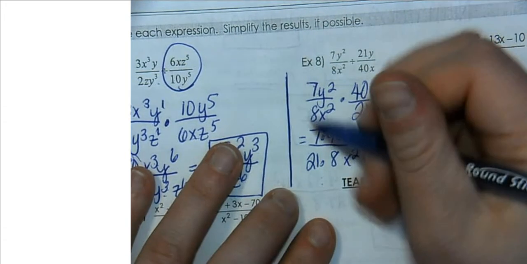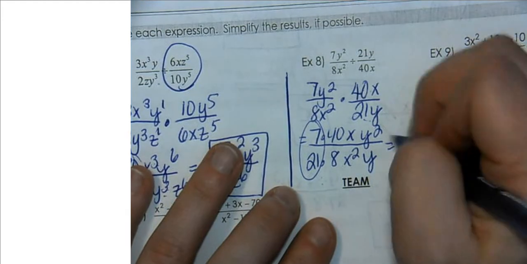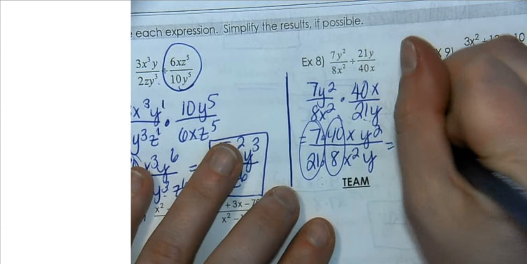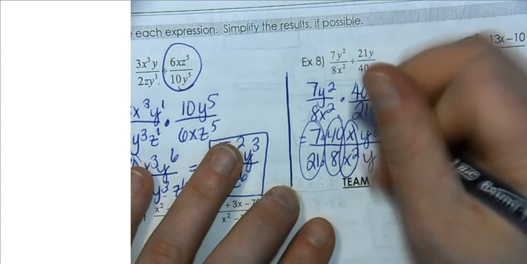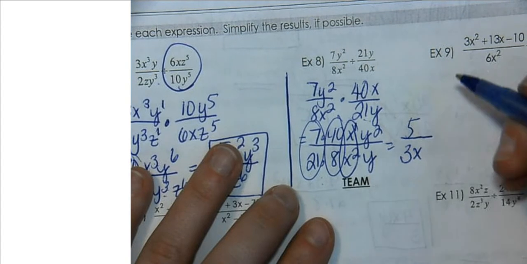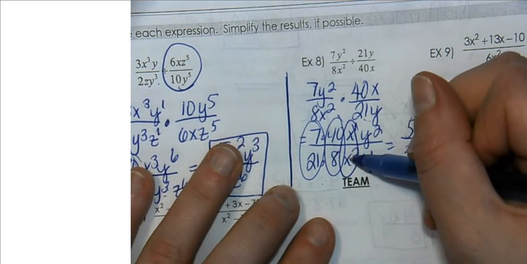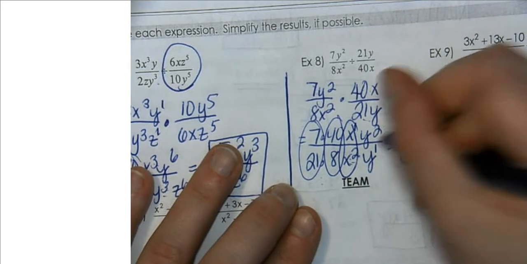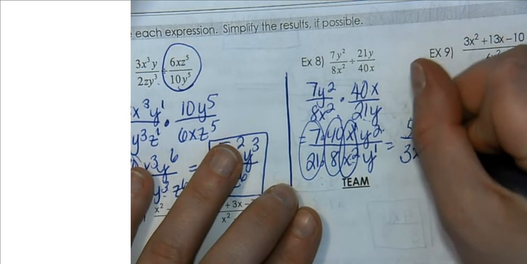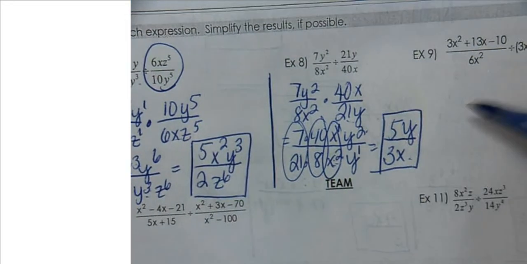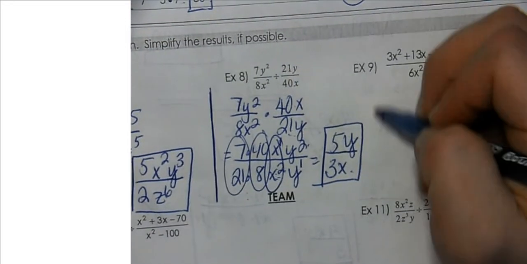So now I know that 7 over 21, that's 1/3. 40 over 8, that is 5. X to the first over x squared will leave me an x in the denominator. 2 minus 1 is 1. There's more x's in the denominator, so that's where the x to the first goes. And 2 minus 1 is 1, but there's more y's up top, so that's where the y goes. Y goes up top. 5y over 3x is our answer.